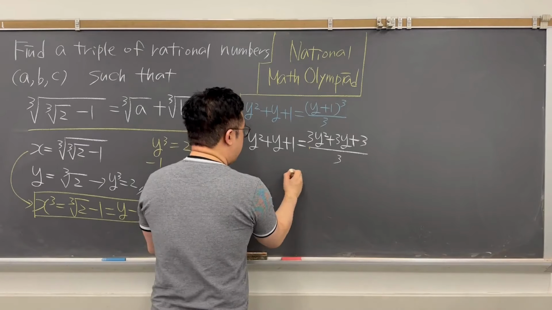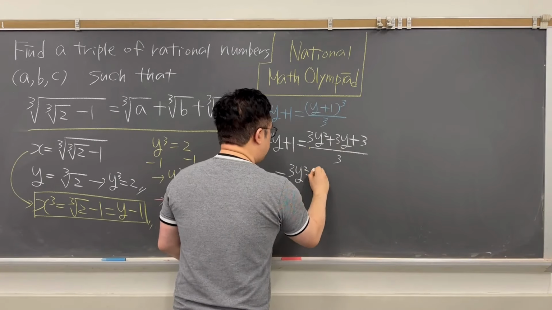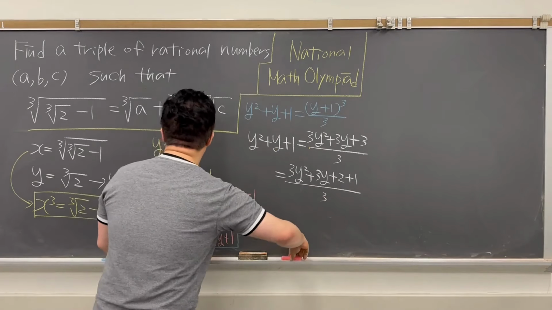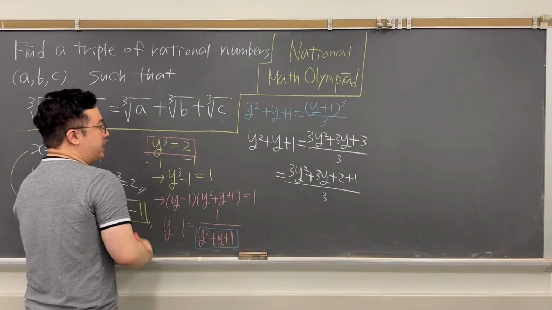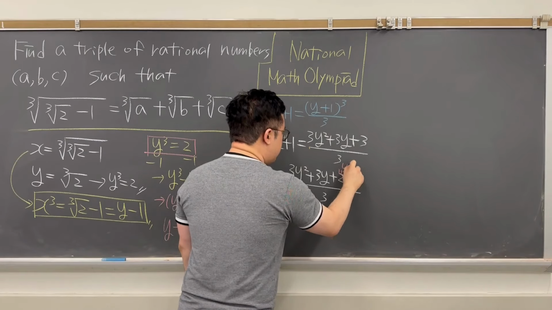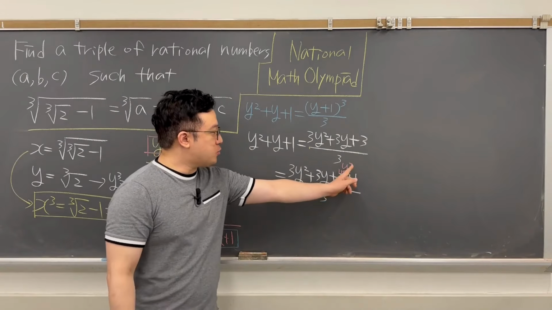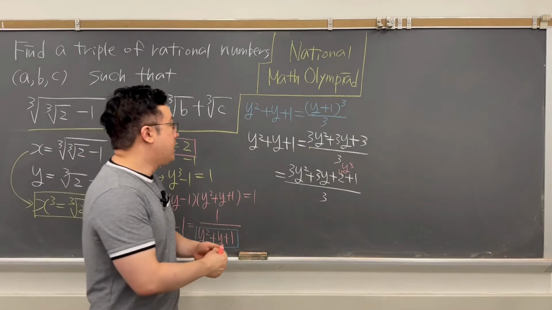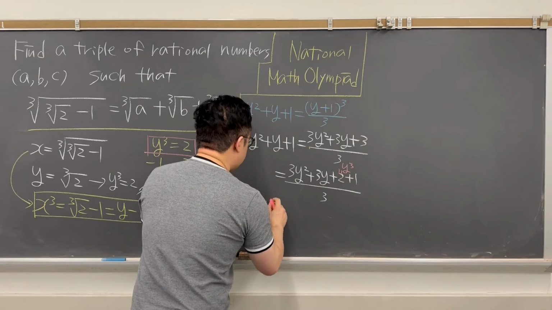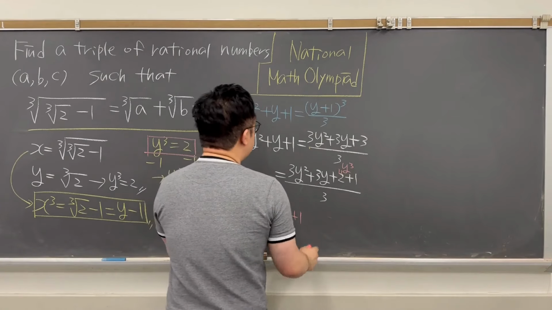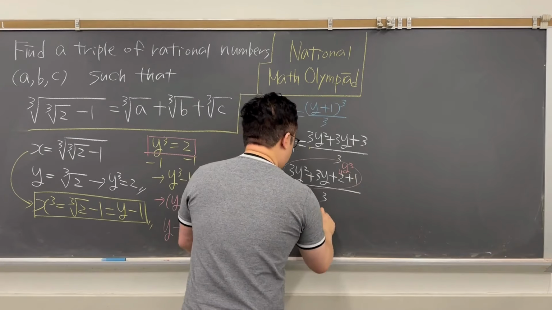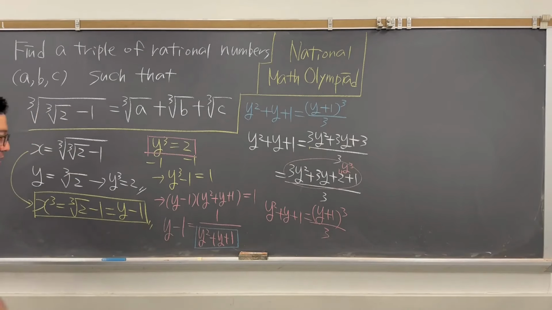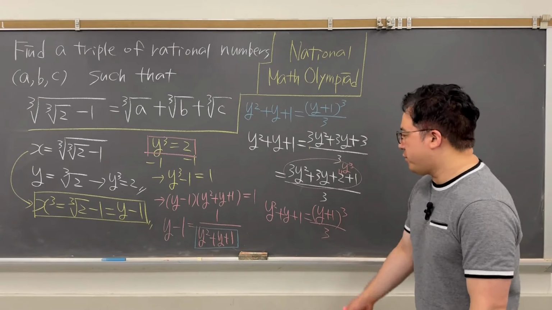So we can rewrite this as 3y squared plus 3y plus 2 plus 1 over 3. But then again, we already have y cubed is equal to 2, so we can replace the 2 with y cubed. That's why your numerator is y cubed plus 3y squared plus 3y plus 1, which is y plus 1 cubed. So that is why y squared plus y plus 1 is now going to be equal to y plus 1 cubed over 3.